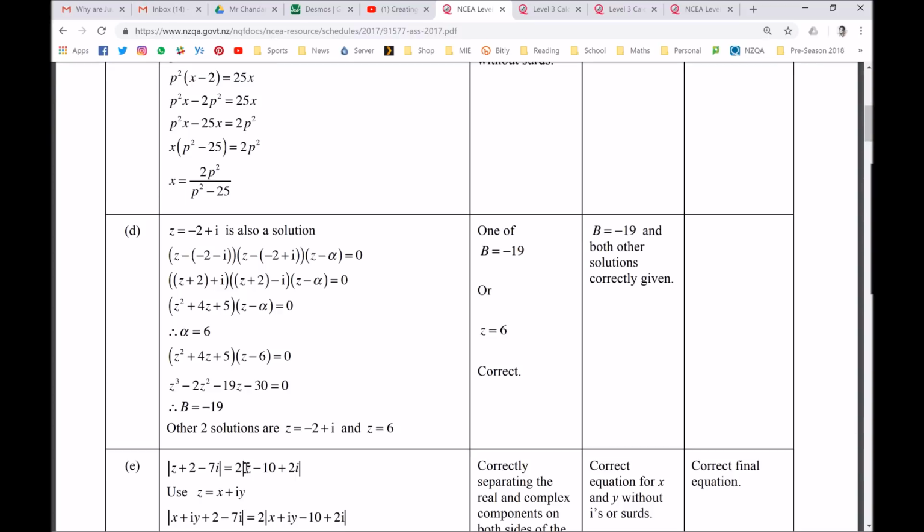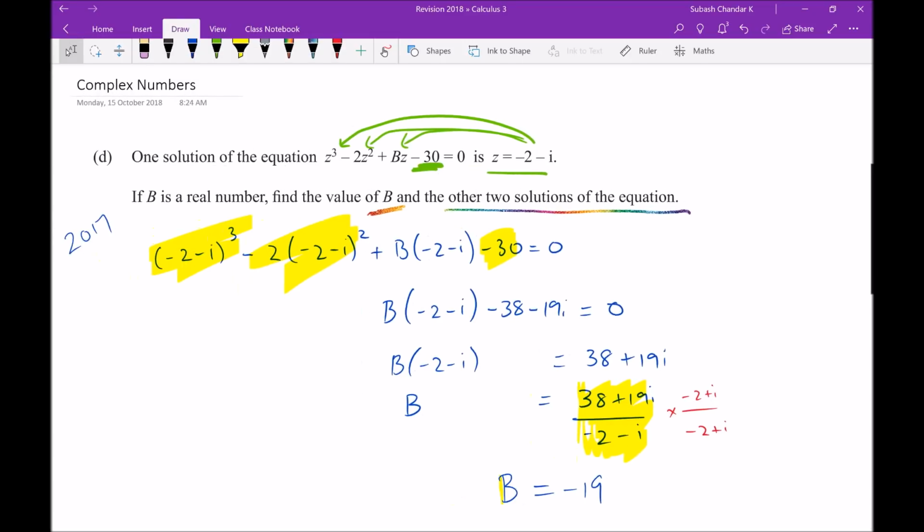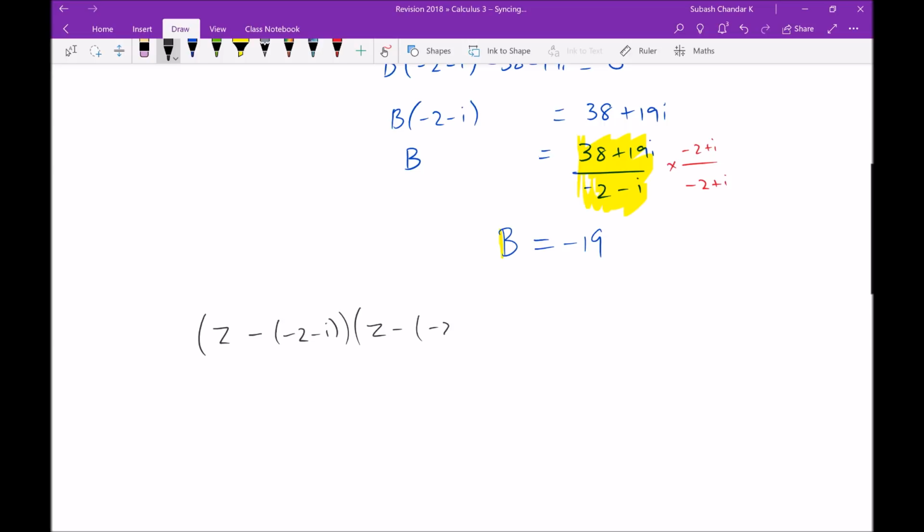Now, this is what I would tell you guys. What you can end up doing is this. Notice how that last number is negative 30, right? So we know that one of the solutions is negative 2 minus i, which means our equation is going to look like this. z minus negative 2 minus i, multiplied by z minus, remember if negative 2 minus i is one solution, then negative 2 plus i is a solution. And then that's multiplied by, let's say, z minus k, for example.